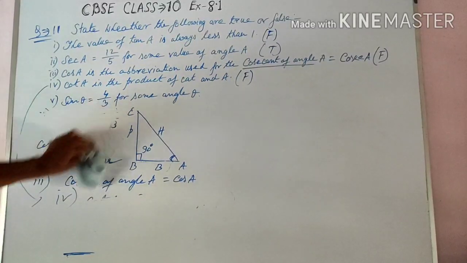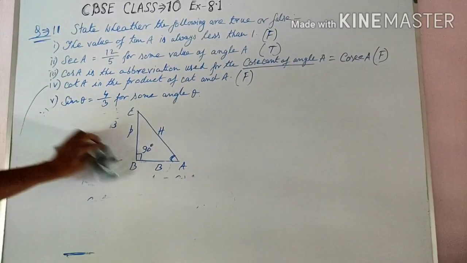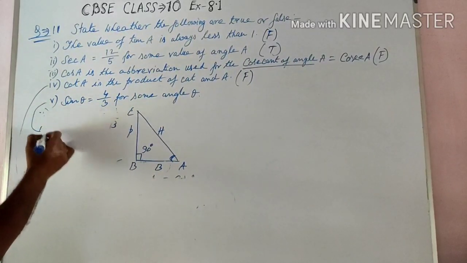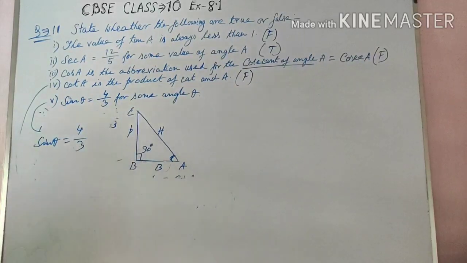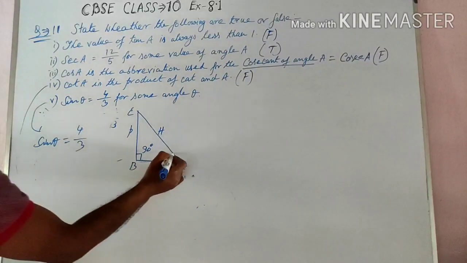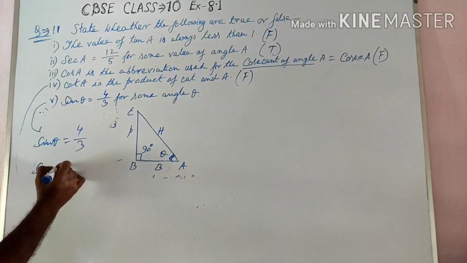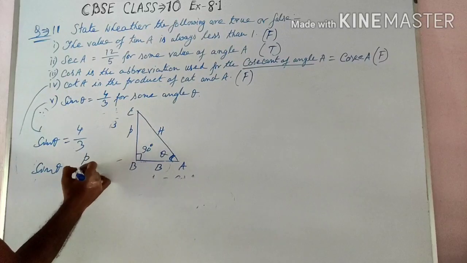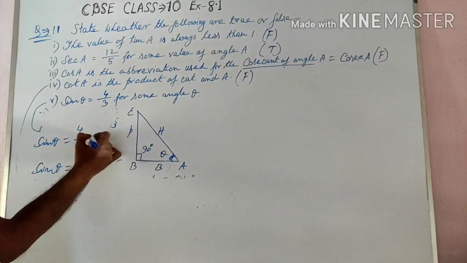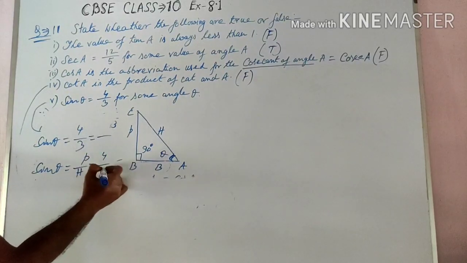Then last will be question number 5: sin theta is equal to 4 by 3. We know that this is your theta, suppose. So sin theta is equal to perpendicular by hypotenuse. Here perpendicular is 4 and hypotenuse is 3.